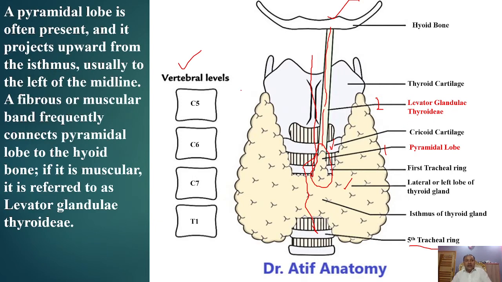The pyramidal lobe is often present and sometimes it may be absent, and it projects upward from the isthmus. You know that below there is the isthmus, and it is usually to the left of the midline. We already discussed a fibrous or muscular band frequently connects the pyramidal lobe to the hyoid bone. Above is the hyoid bone. If it is muscular, it is referred to as the levator glandulae thyroideae.